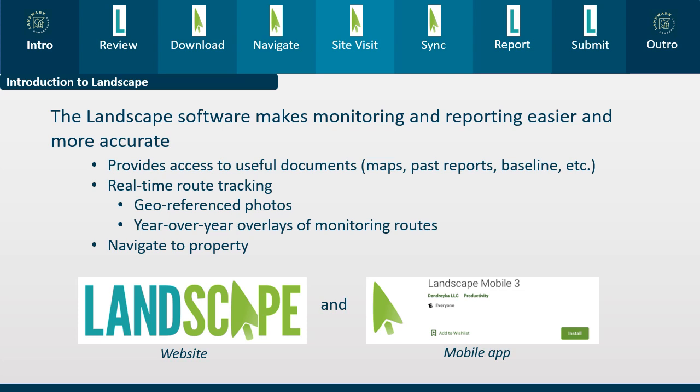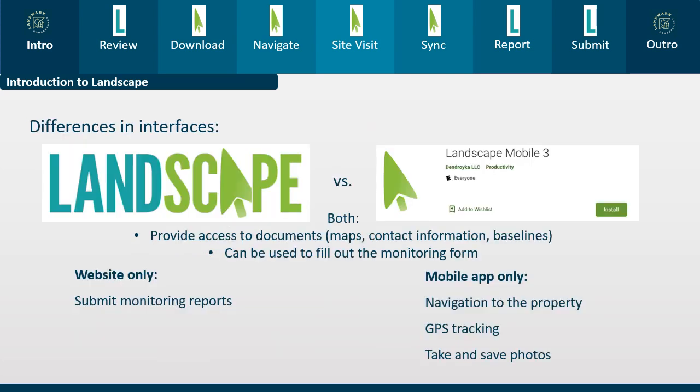The software is available as a website interface and a mobile app, and you'll use both in conjunction with each other. While both the website and mobile app will give you access to all the documents you'll need and the monitoring form, you can only submit the monitoring report through the website. You'll use the mobile app to navigate to the property and do any GPS tracking and photo taking that you'll need to do.